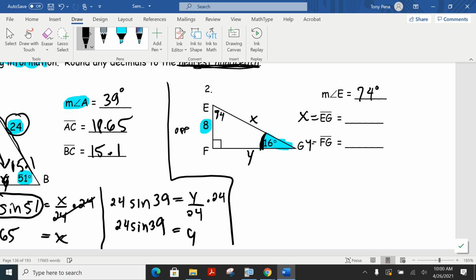And if I want Y, is Y the adjacent side or the hypotenuse? Adjacent. So think SOHCAHTOA. Which of those, sine, cosine, or tangent, deals with the opposite side and the adjacent side? The tangent. So we're going to say that the tangent of 16 is equal to the opposite side, which we know to be 8, over the adjacent side, which we are calling Y.